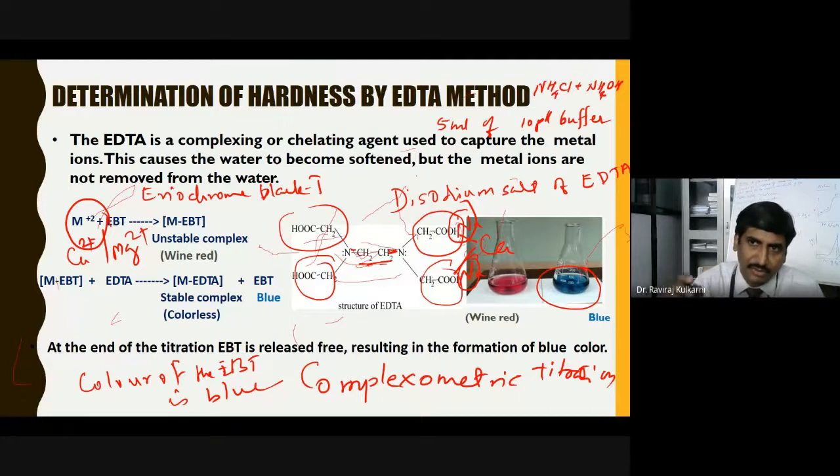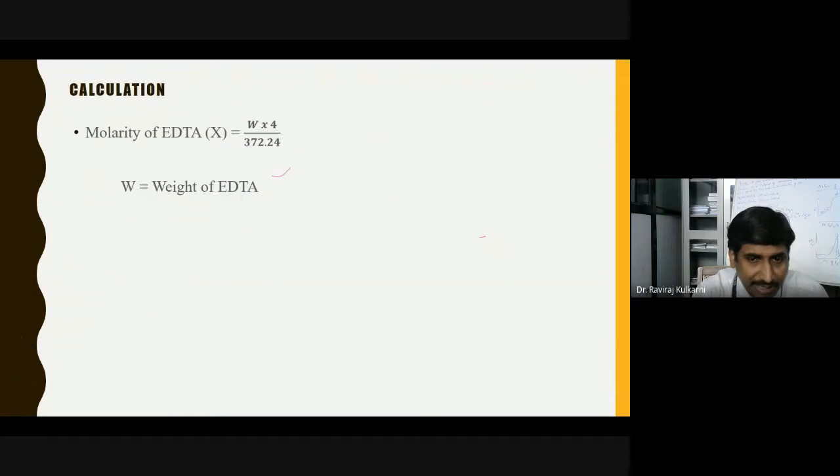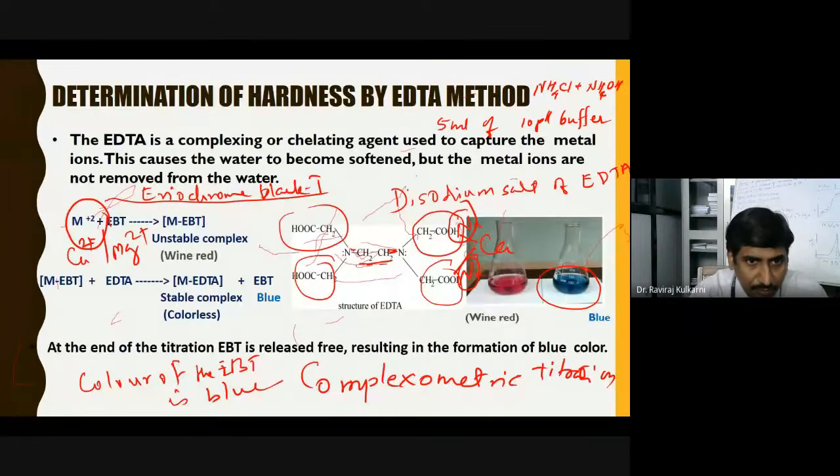Here we are using an ammonium chloride and ammonium hydroxide buffer, whose pH is around 10. Why do we maintain pH 10? Because Eriochrome Black T, this indicator, reacts with calcium and magnesium ions and forms an unstable complex. The color of the complex is wine red. Here you can see the wine red color in the conical flask.